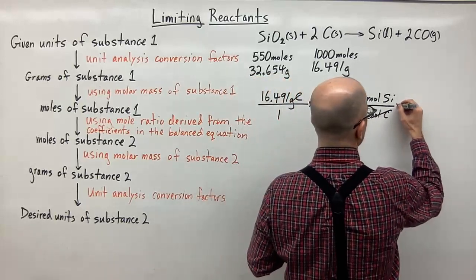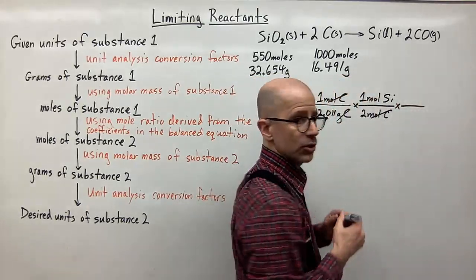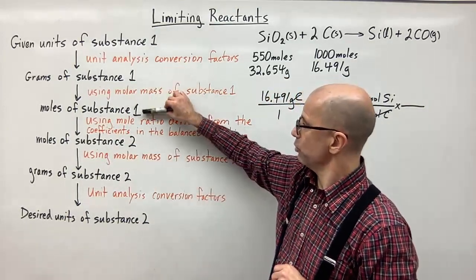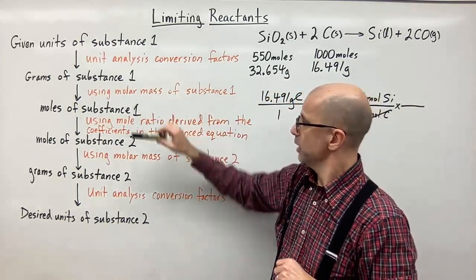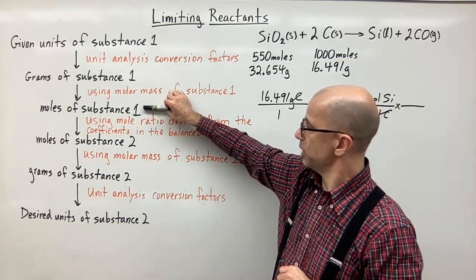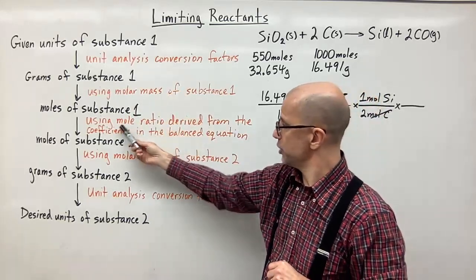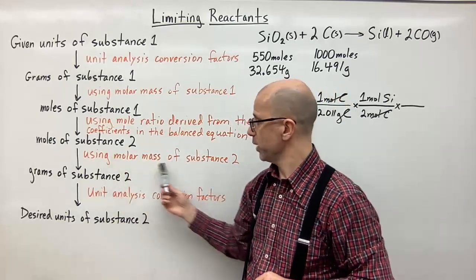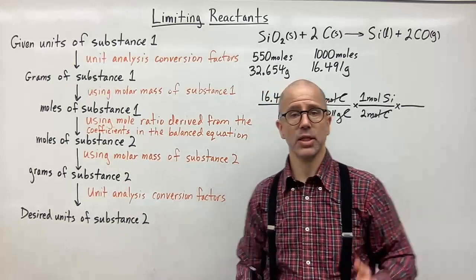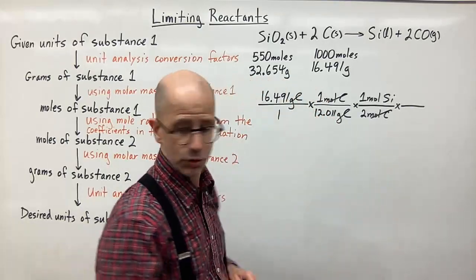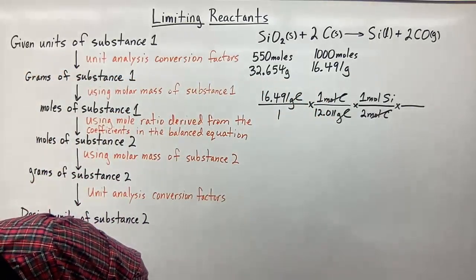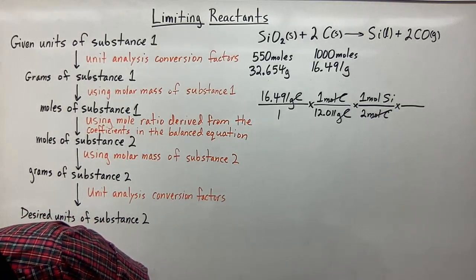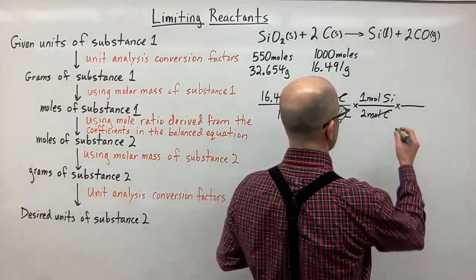And then I can use the molar mass. So now where am I at? I went from grams to moles of substance 1 using the molar mass. Then I went from moles of substance 1 to substance 2 using the mole ratio between the two. And now to get to grams, I'm going to use the molar mass of silicon to convert from moles. And the molar mass of silicon is 28.055.